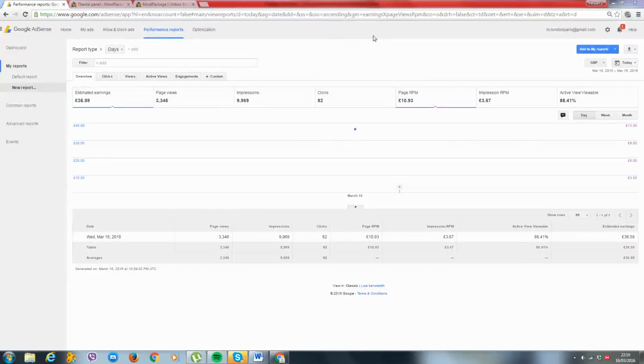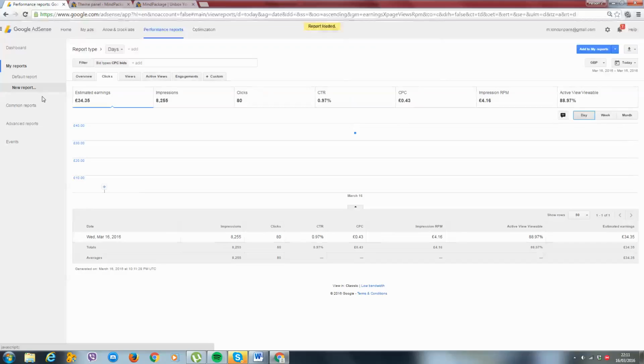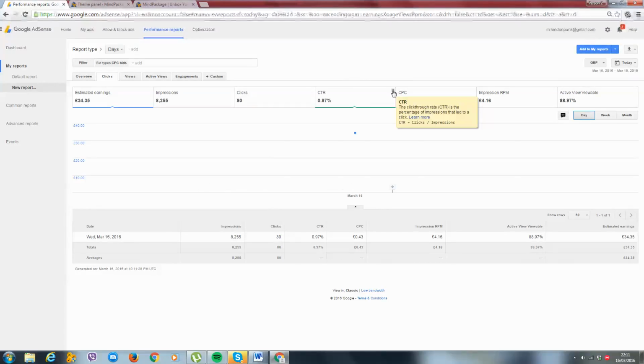Second thing I will always look at, and you will look at when you start optimizing and scaling, is, yes, the overview tab, but the tab I always look at, because it covers everything, is actually the clicks tab. Over here you can see how much has been earned, the impressions, how many clicks have actually come through these impressions or the page views, and it shows you the click-through rate.